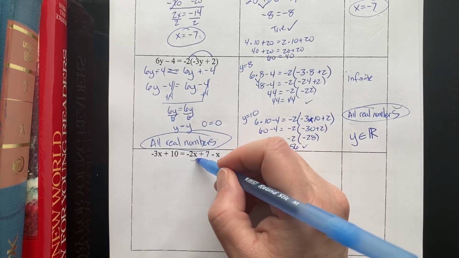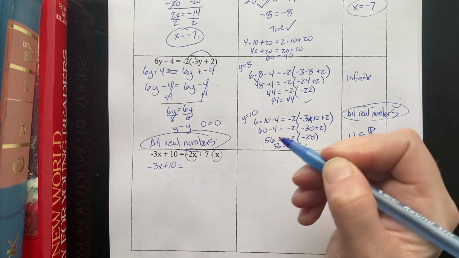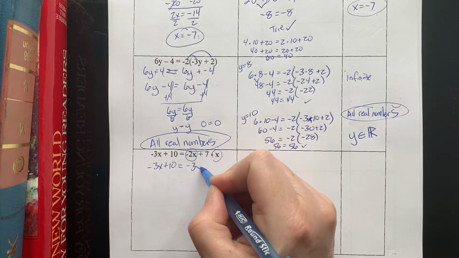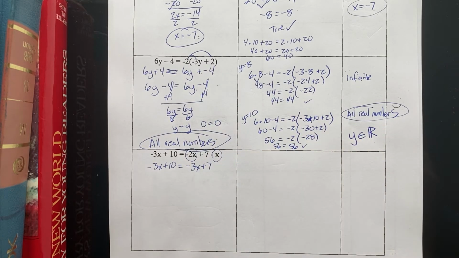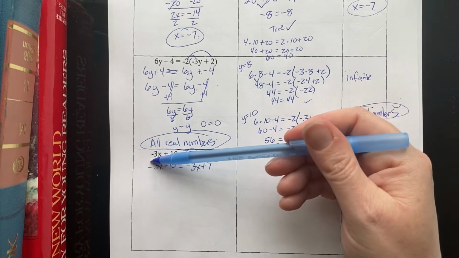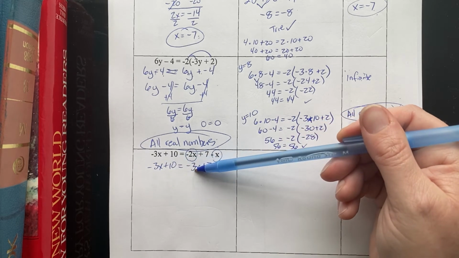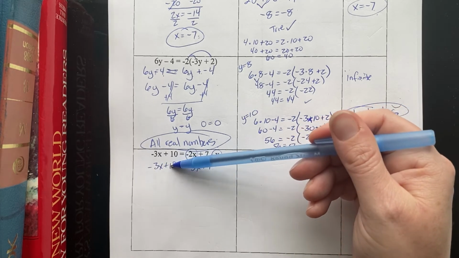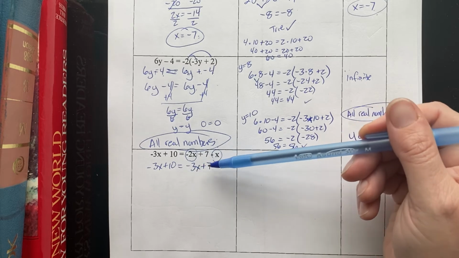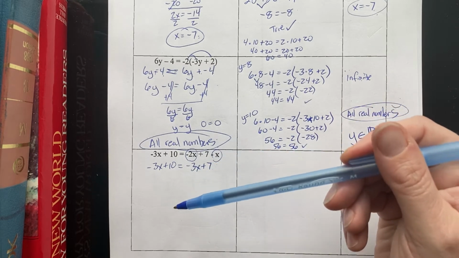Hopefully, you immediately saw that you had some combining like terms to do. If you're paying attention, you can stop here. Negative 3x and negative 3x will always be equal, will always be in balance. Adding 10 to that value is always going to be different than adding 7 to that value. It's always going to produce a false statement.